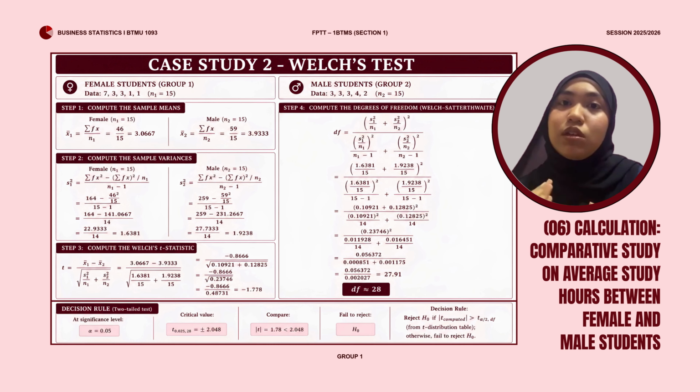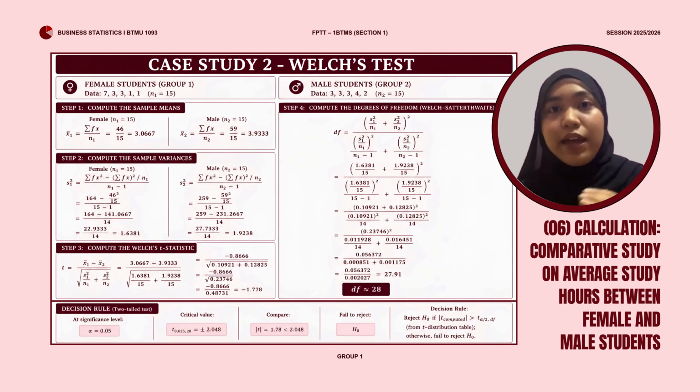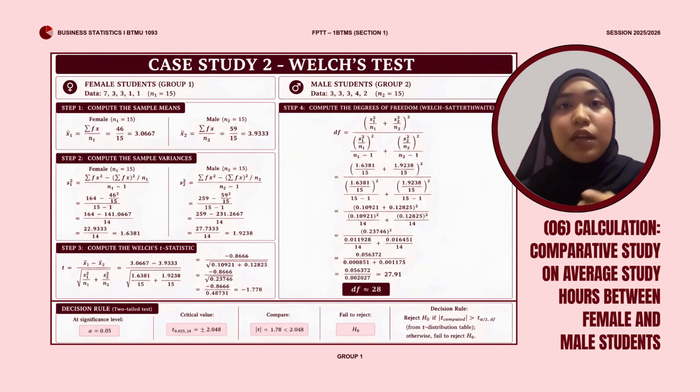Next, we move to step 1, which is calculating the sample means. For female students, the total study hours is 46 with sample size n1 equals 15. So the mean is 46 divided by 15, which gives mean equals 3.0667. For male students, the total study hours is 59 with sample size n2 equals 15. So the mean is 59 divided by 15, which gives mean equals 3.9333. This shows the male students have a slightly higher average study hours compared to female students.